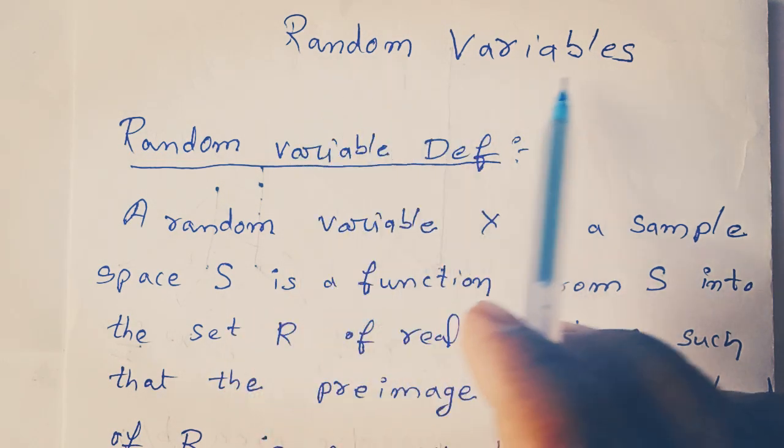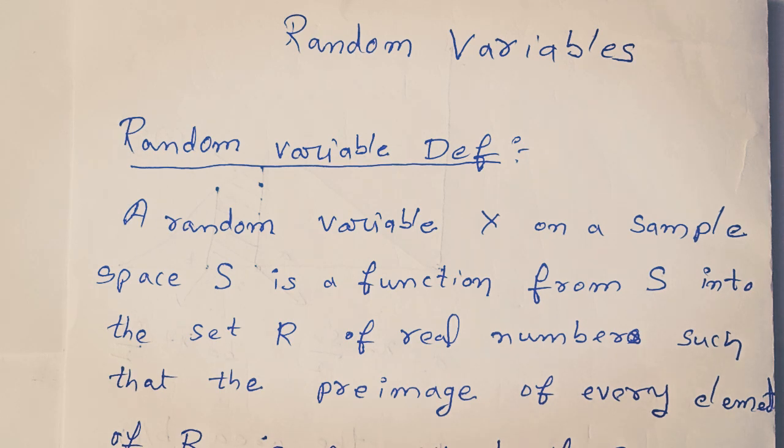Topic is random variables. Random variable definition: a random variable X on a sample space S is a function from S into the set R of real numbers, such that the pre-image of every element of R is an event of S.